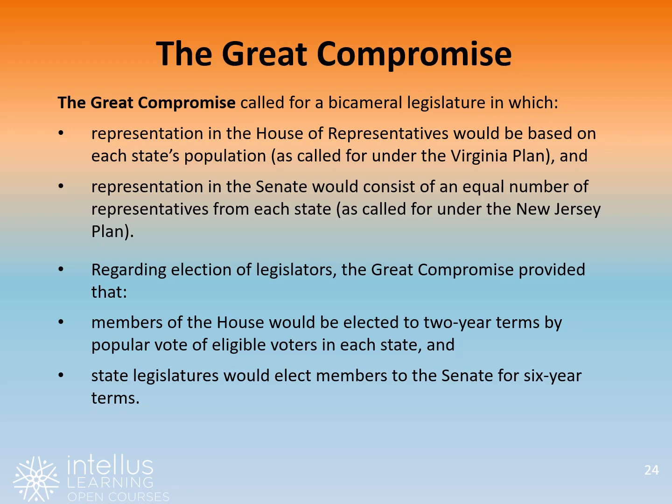Regarding the election of legislators, the Great Compromise provided that members of the House would be elected to two-year terms by popular vote of the eligible voters in each state. And then the state legislatures would elect members of the Senate for 6 years. So basically, how these people came to represent was the states would vote for their delegate to the House, and then the delegates of the House would elect the members of the Senate.